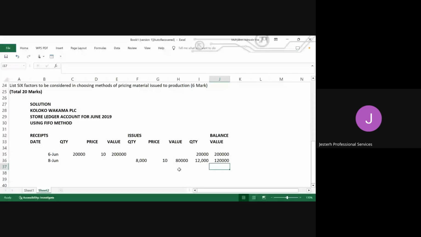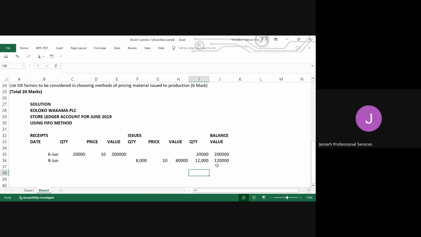You know, they will have the ledger. So in this case, they purchased 20,000, they issued out 8,000. It's remaining 12,000 units for them in the store with the value of 120,000.